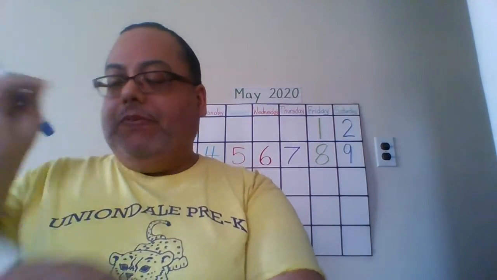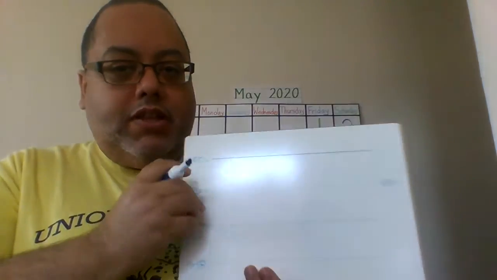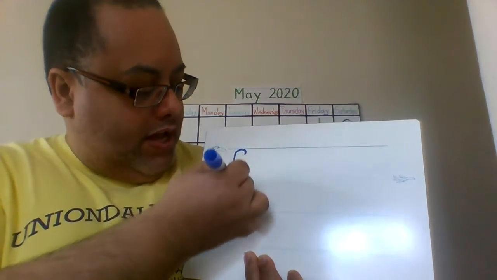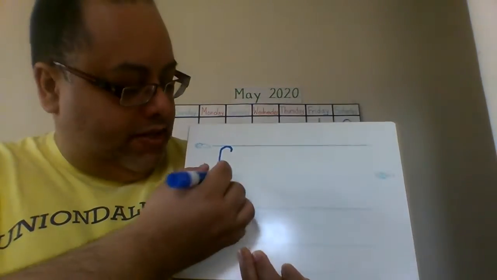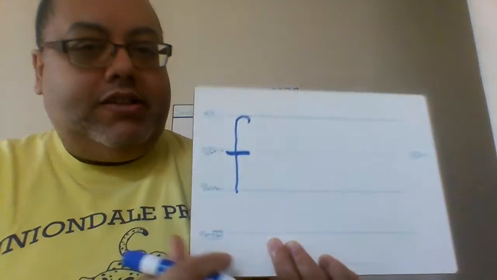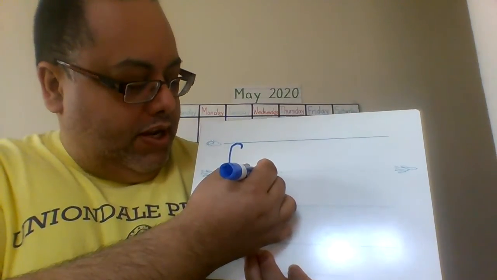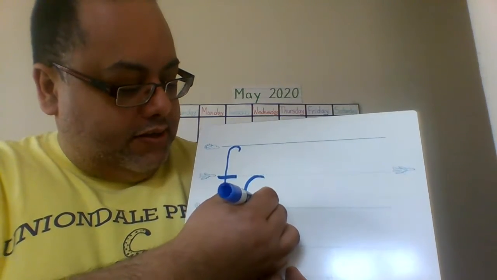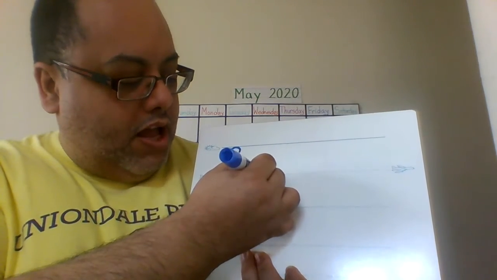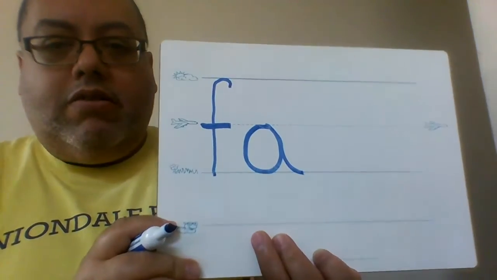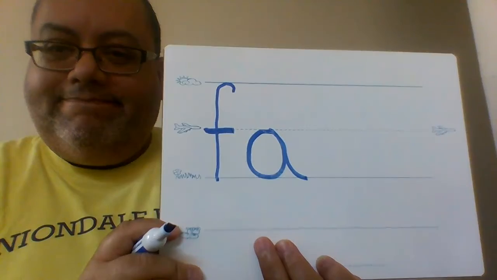Now I'm going to look for fan. And fan starts up here on the sky. You start on the sky, come down to the grass. Pick your marker up and go across the airplane line. The A starts on the plane line and goes around, touches the grass and goes around, up to the plane line and makes a little tail right on the grass.